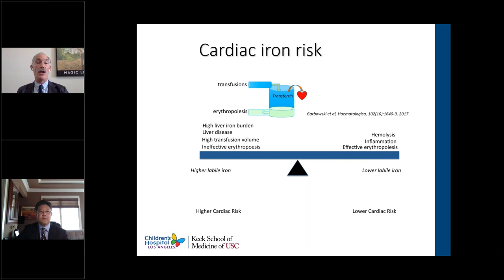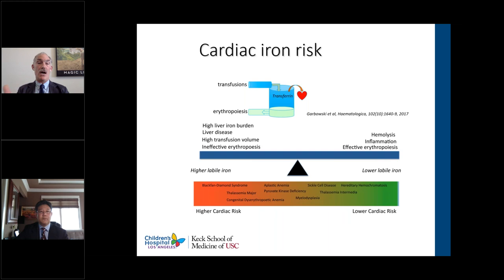But using this sort of teeter-totter, we can rate the anemias in terms of their intrinsic cardiac risk, with the non-transfused anemias on the right-hand side of the panel, and Diamond-Blackfan syndrome being the worst of the worst because there is zero utilization of transferrin-bound iron by the bone marrow. And I've seen hard iron in Diamond-Blackfan children as young as 3 years of age.